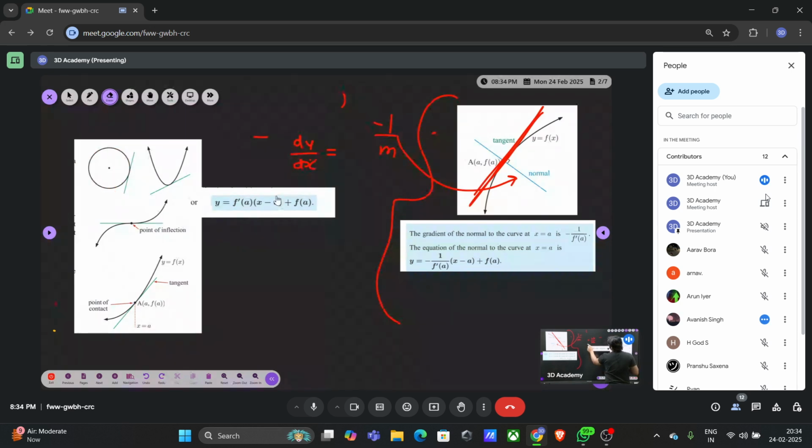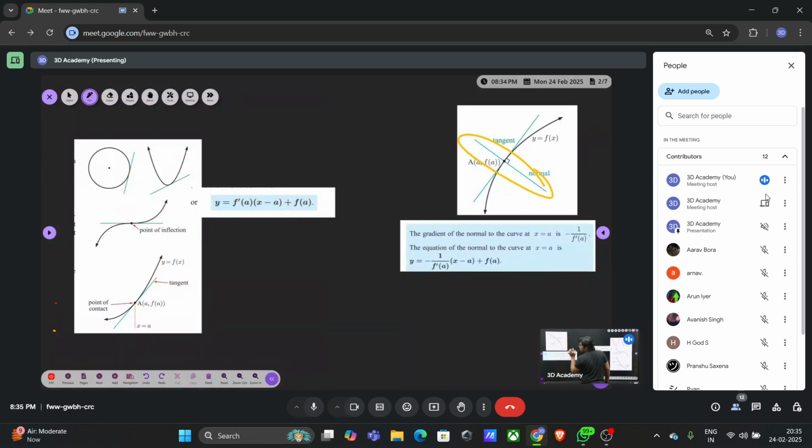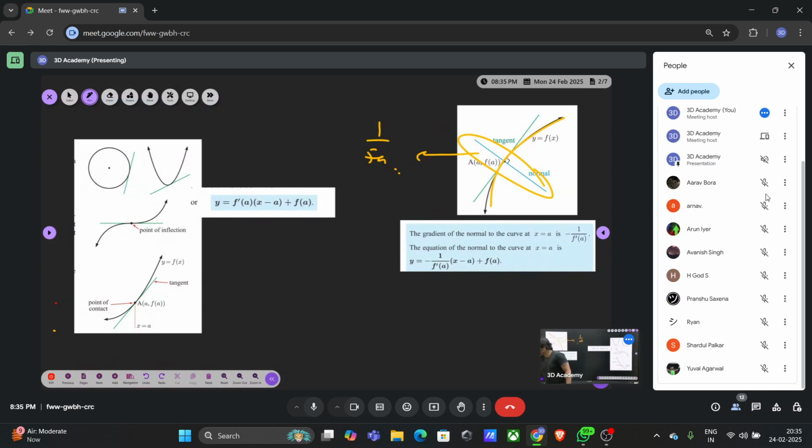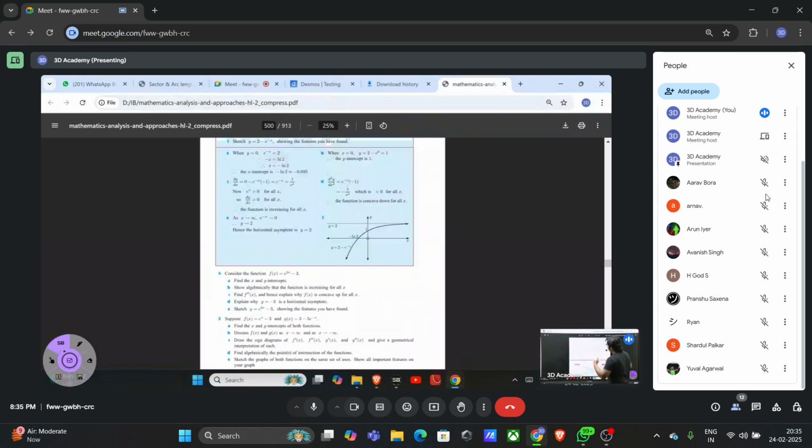The differentiation of the tangent's equation is equal to the differentiation of the curve's equation, right? The negative reciprocal of the differentiation of the normal's equation will be equal to the differentiation of the curve's equation. Getting it or not? Correct? Okay, let's quickly understand from a question, then we will move to the next part.